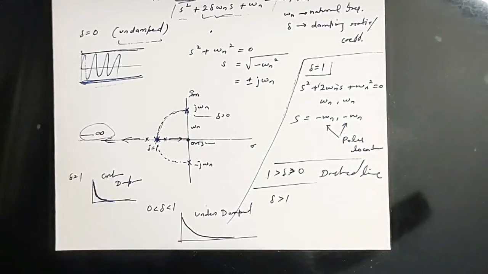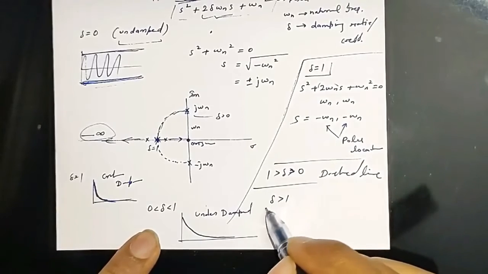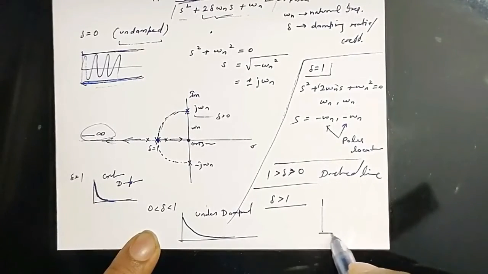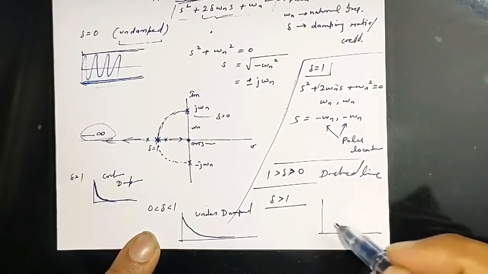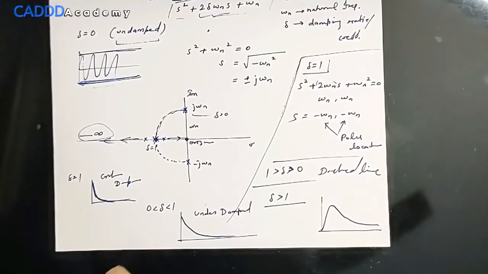Okay, and when zeta is greater than 1, we have a response like this one. Okay, now we will look at some formulas that are required to solve the numerical problems of second order systems as well as first order systems.